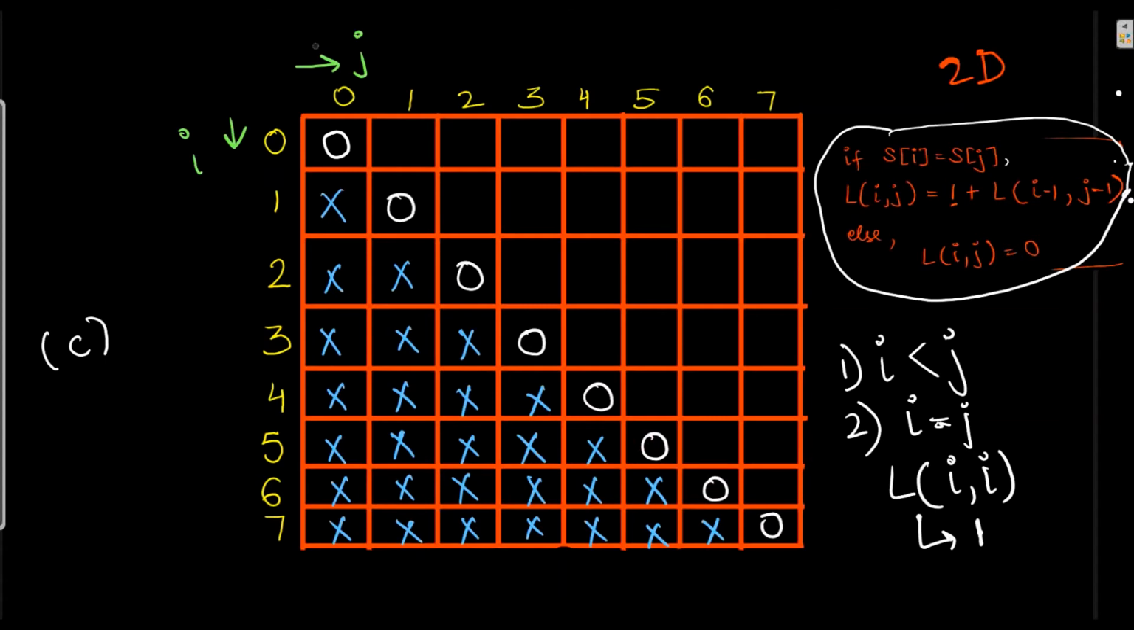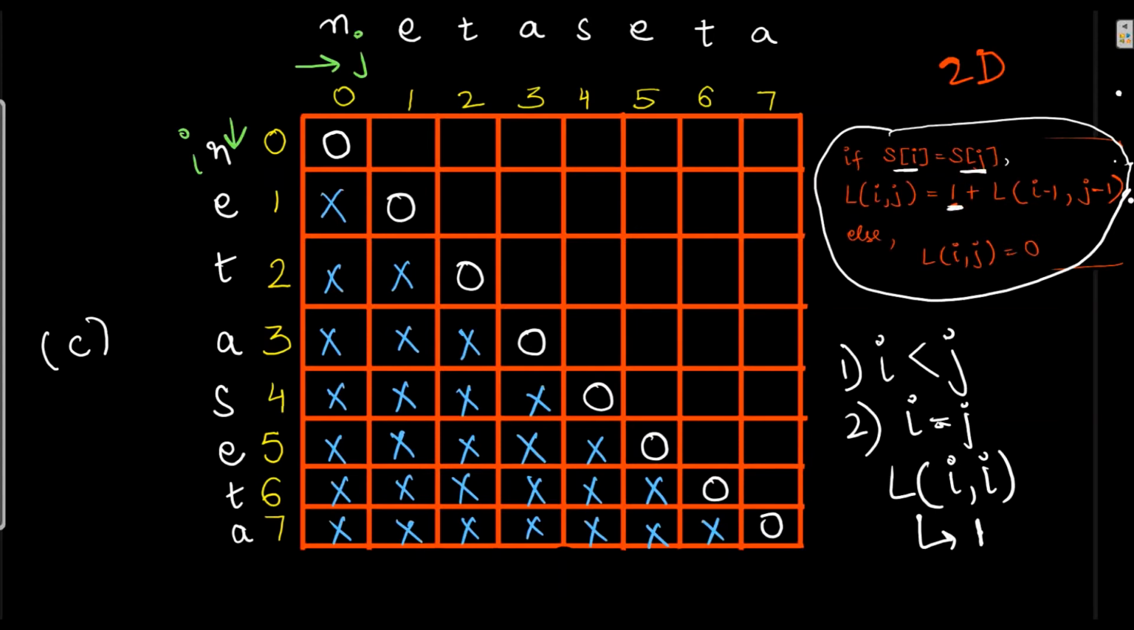Now I'll be writing my characters also over here, ETASETA. Same with this, ETASETA, so that we can match it with each other. Now I need to make sure if my ith character is matching with jth character, then I'll be taking that as matching, and after that I'll be checking its left character with I minus 1 and j minus 1.